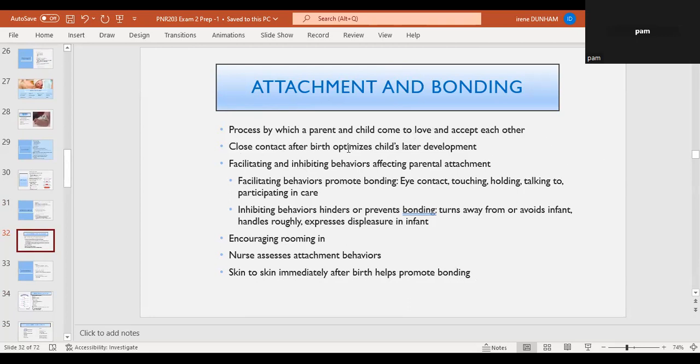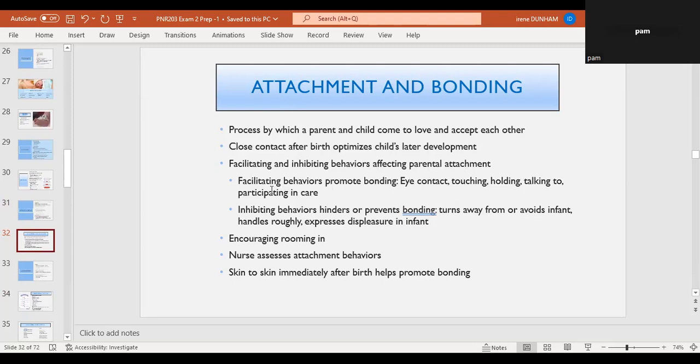And then close contact after the birth optimizes the child's later development. Yes, this has been studied, folks. And this has a lot to do with how children develop, how they bonded with their mother. And then studies have shown, with people who have deviant behavior and don't like people, they have gone back and done a study and found they never had that bonding or the parental attachment.